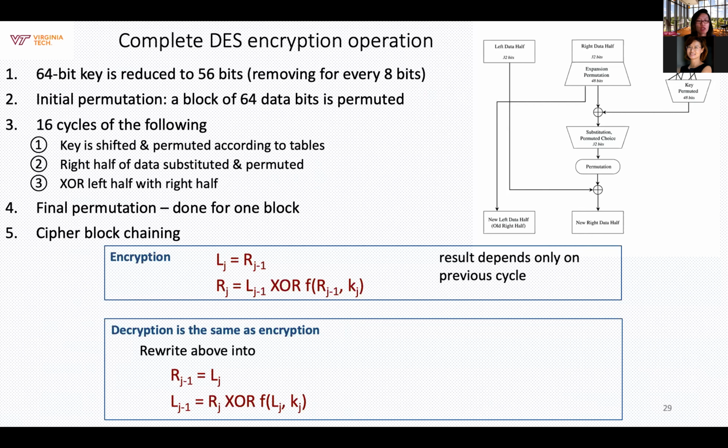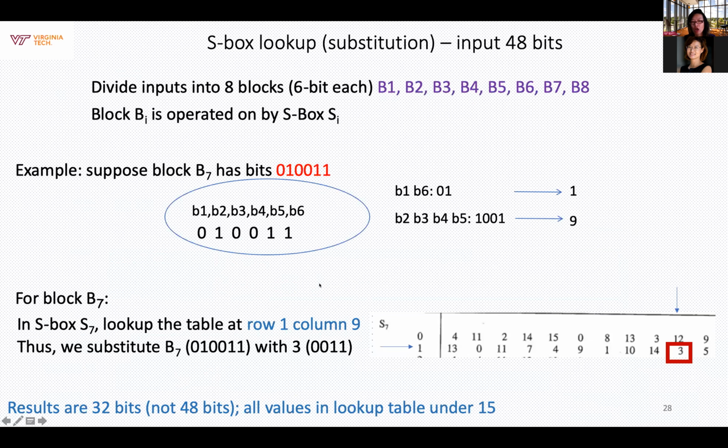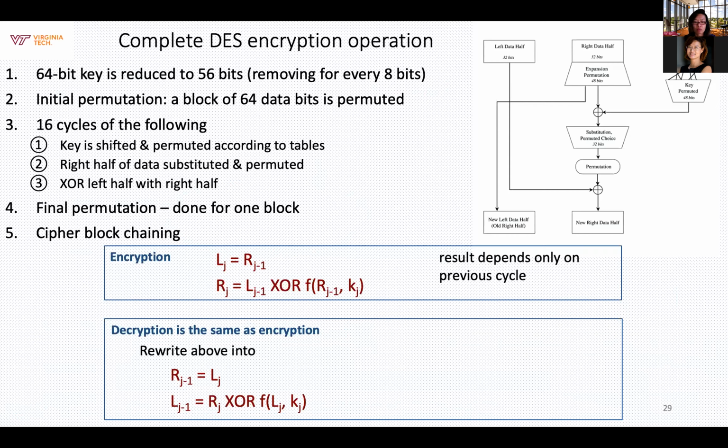Here is some notation that specifies how the encryption is done. Of course, it says a function of the previous cycle's right half and the key, and you know there are a lot of operations in that function.